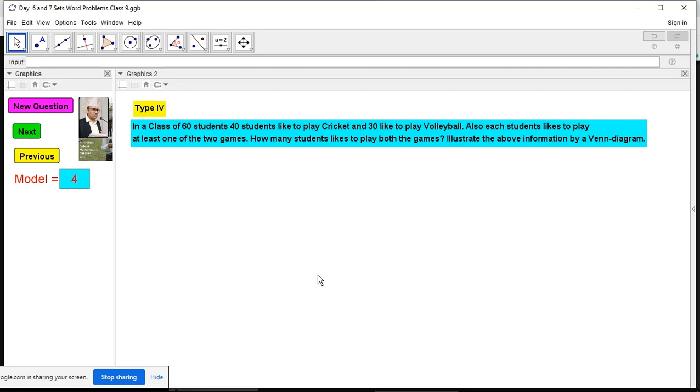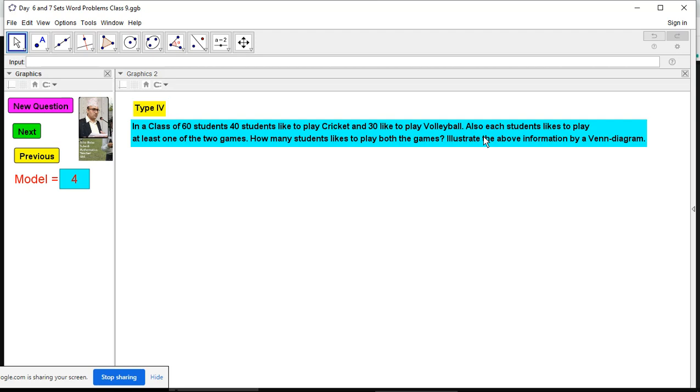In a class of 60 students, 40 students like to play cricket, 30 like to play volleyball. Also, each student likes to play at least one of the two games. I will explain once. In a class of 60 students, it means it's a universal set. Total number of students is given here. 40 students like to play cricket, that is the first set. If we suppose A, that will be number of A. If we suppose C, that will be number of C. 30 like to play volleyball, this is the second set.